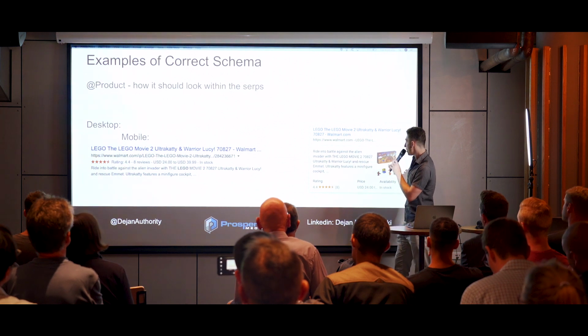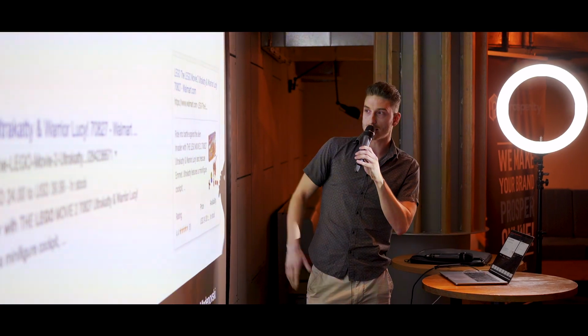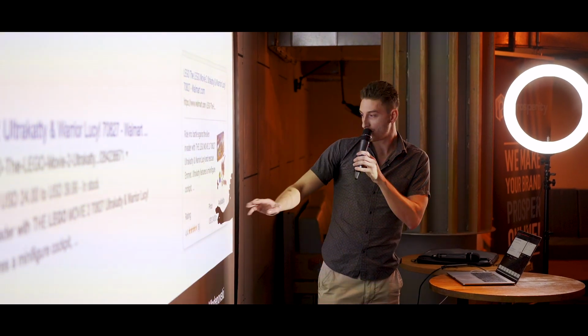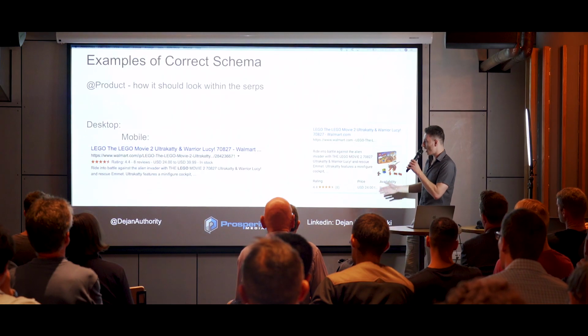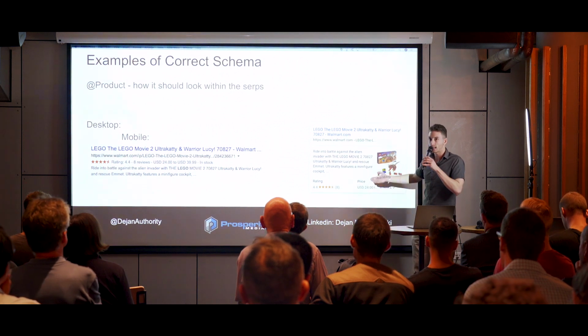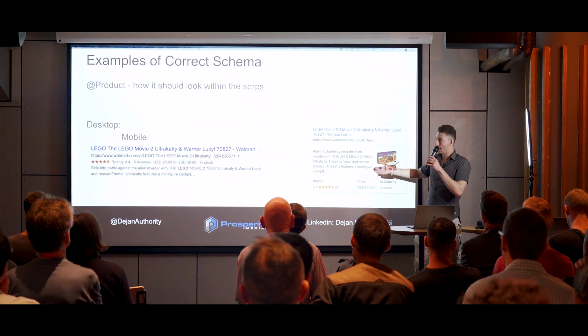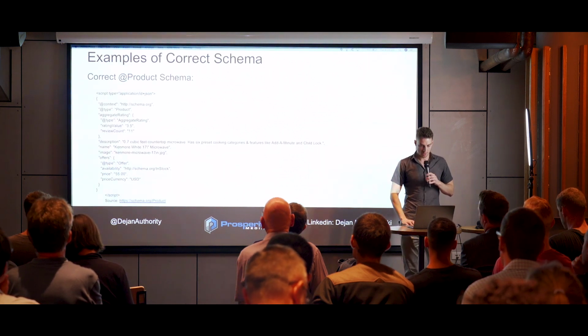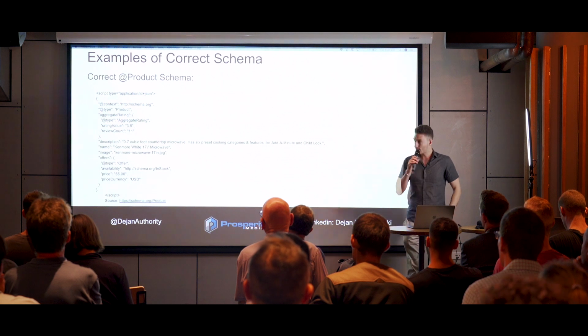Here's what it looks like on mobile. Again, it just really stands out: the URL of the product, the rating, the price, the availability. Anybody seeing this versus another listing, it's obvious they're going to click this. It takes up so much more real estate. It looks better, and it's going to get the click-through. So this is how it looks.